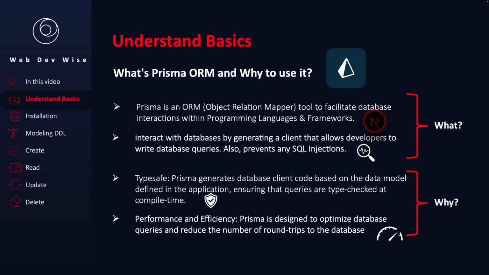Also, why exactly do we need it? The Prisma ORM gives us type-safe client-based code on the data model creation, ensuring the queries which we have written are type checked at compile time. Also, the performance and efficiency are improved quite a lot by reducing the number of round trips to the database.